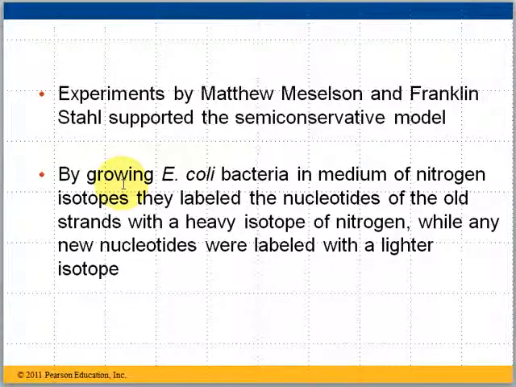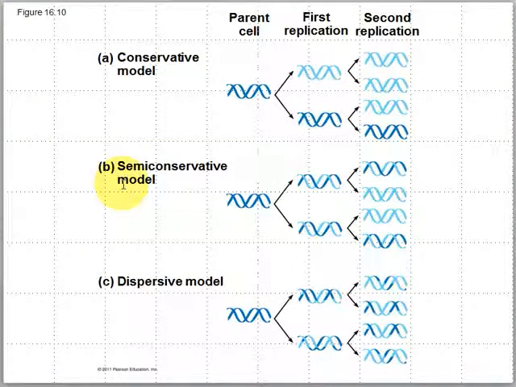In the late 1950s, California Institute of Technology scientists Matthew Meselson and Franklin Stahl developed a very elegant experiment for determining which one of these three possibilities was correct. So remember, at the time, we still weren't sure what was the correct model of DNA replication.